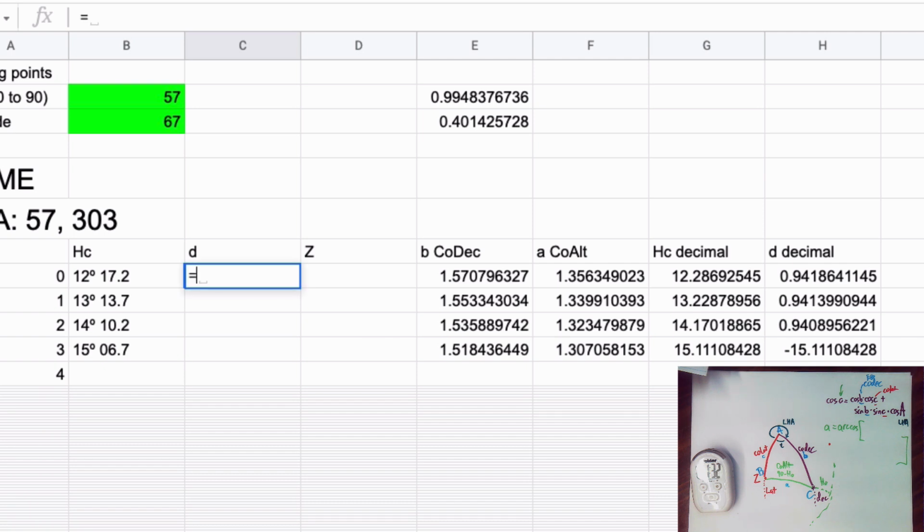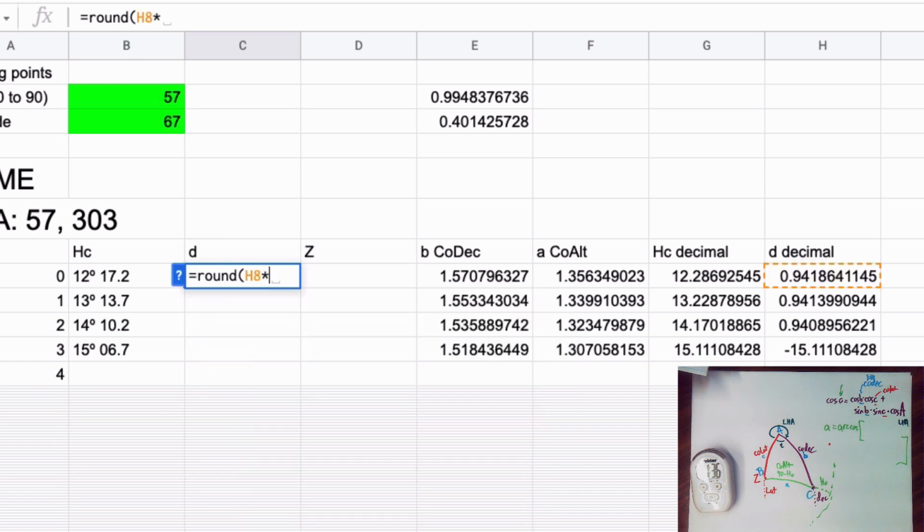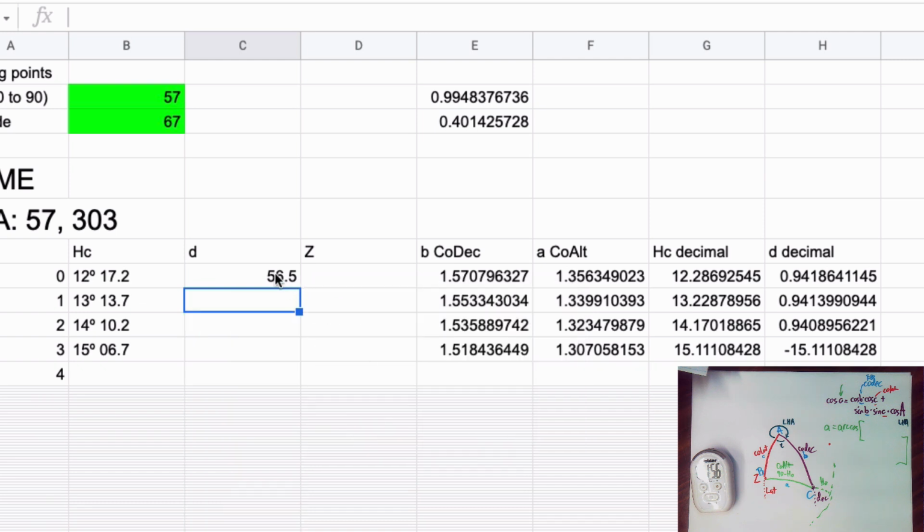So we'll say equals round, and that was H8. So that's a decimal degree, but the decimals of the degrees we have to multiply by 60 to get minutes, and then we want to round this to one decimal place. All right. And again, I'm not going to do the autofill.